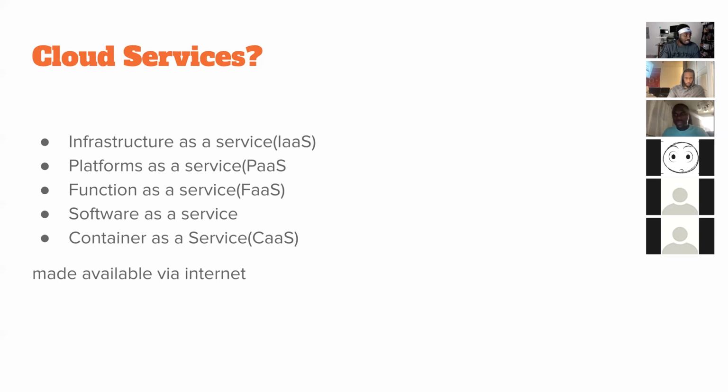And then we have software as a service. This one is for on-demand service. I'll give an example of what is software as a service. Gmail is a software as a service.